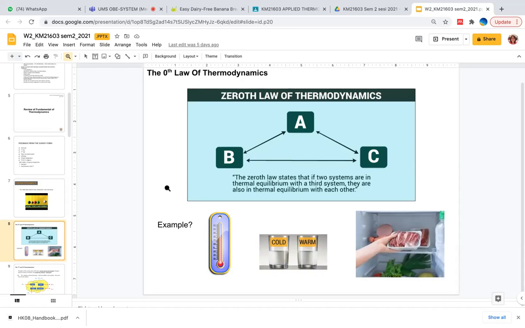The ice will get melted. Why? Because to create the equilibrium, the ice melts and becomes liquid. Or we put the meat in the refrigeration system, so the meat will reach equilibrium in the closed system of the refrigeration and achieve the equilibrium frozen condition. So this is the zeroth law of thermodynamics.